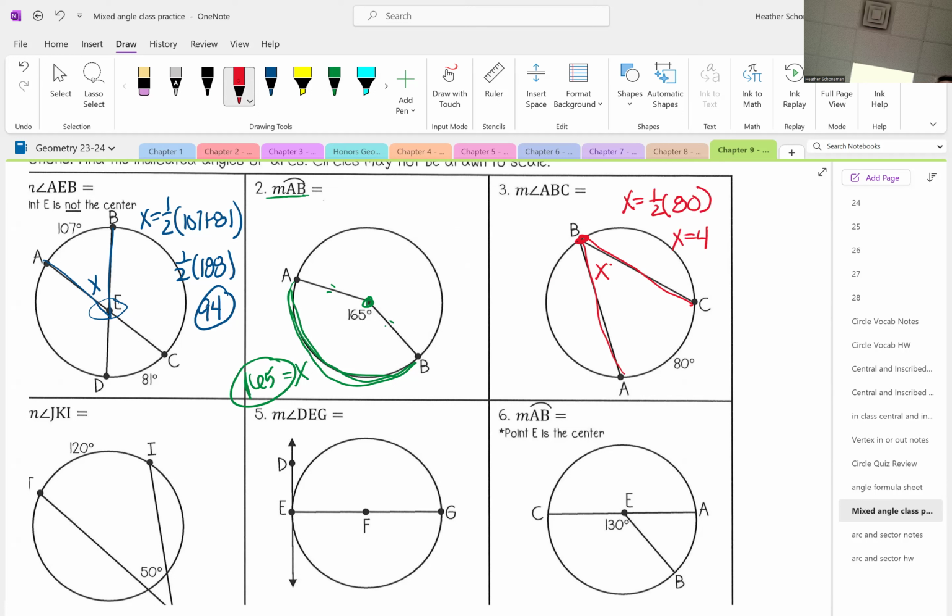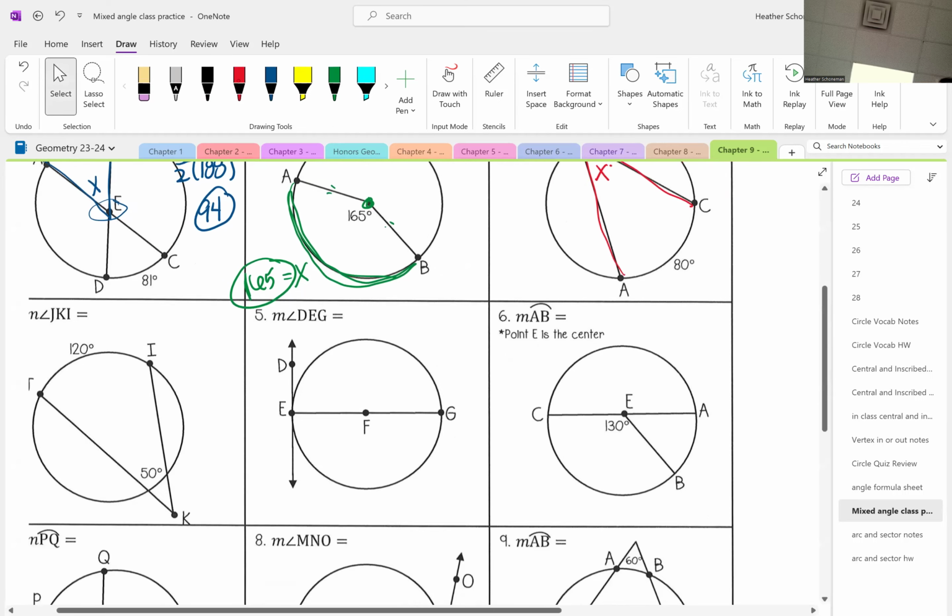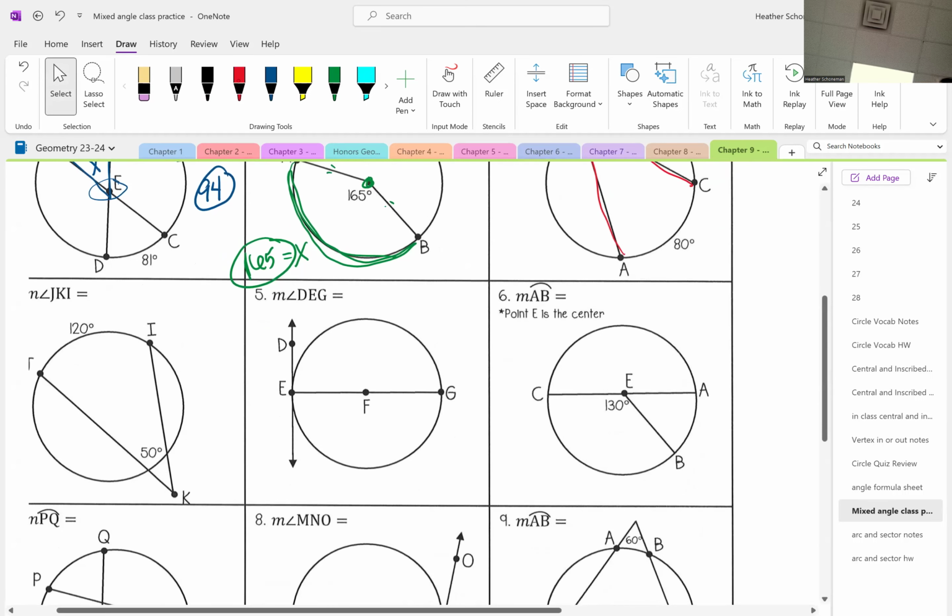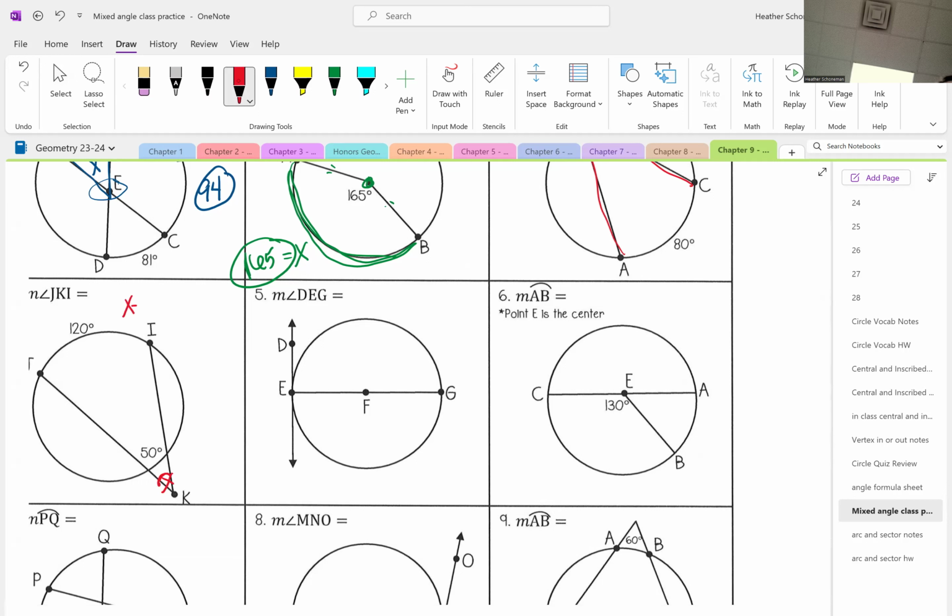So X is going to be 40. Okay, number 4. They want angle JKI. So that is this angle right here. Okay, so there's our X, and our vertex is outside of the circle. So when it's outside of the circle, our angle, which is X, is 1/2 the big arc minus the small arc. So it's going to be 120 minus 50. So it's half of 70, which would be 35.